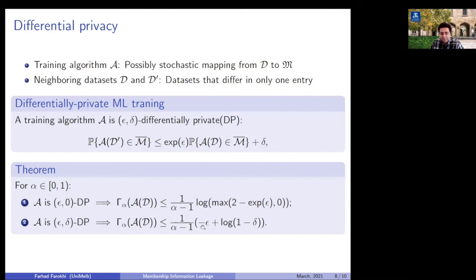And for epsilon equal to 0 and delta limiting towards 0, there is 0 information leakage. Again, that's the case where you don't have any utility. So you want to be able to trade off some utility by selecting epsilon and delta a bit larger than 0.